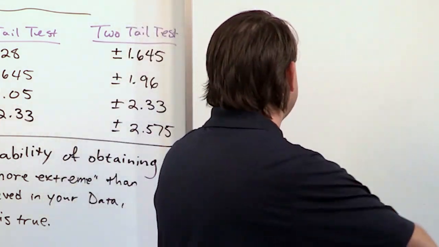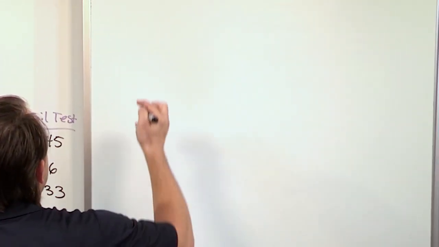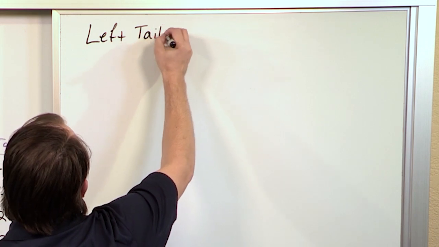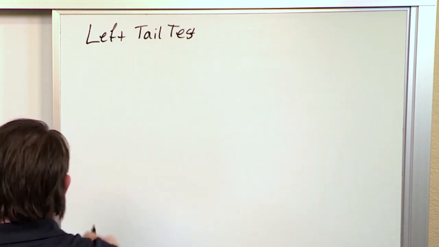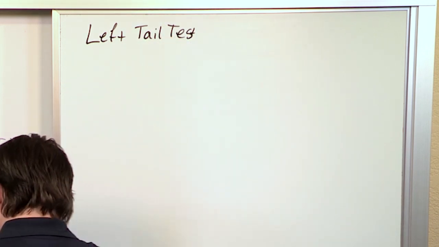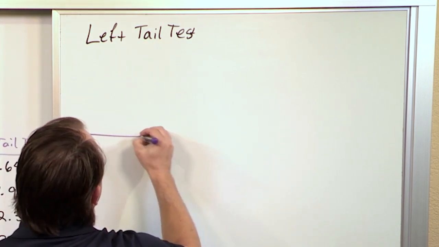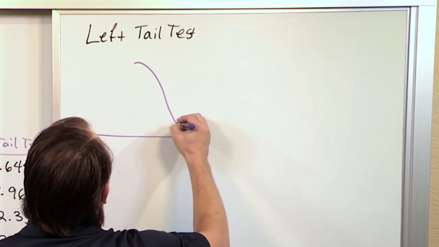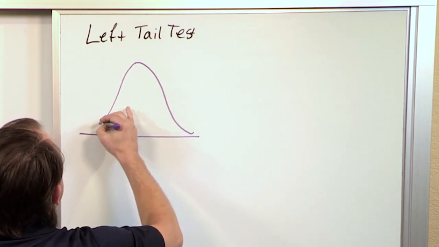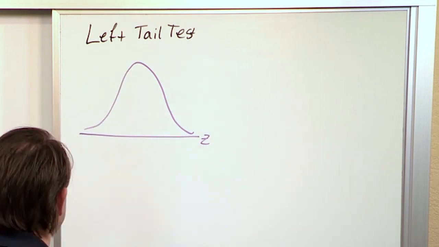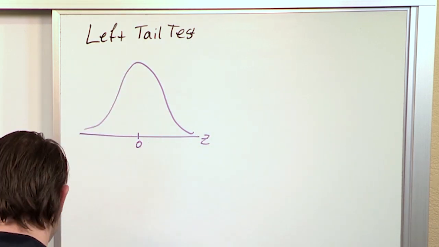I think a lot of this can be simplified by writing some of this down. So let's say that I have a left tail test. It's a very common thing that we do in statistics. So let's draw a picture of it real quick. What we have is a little distribution like this. This is a z distribution, or a normal distribution, centered at 0.